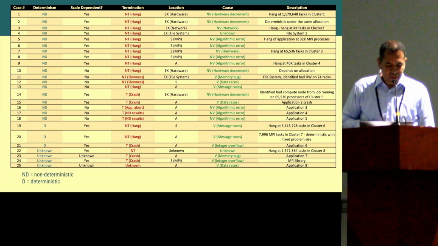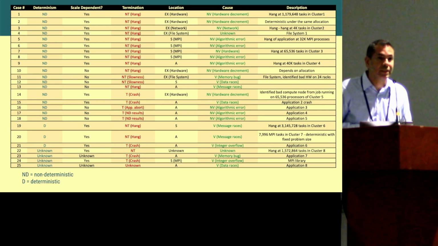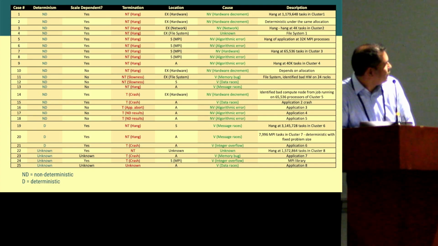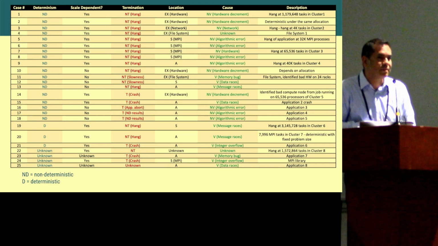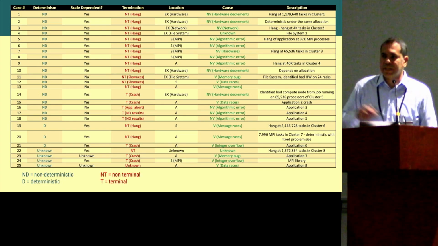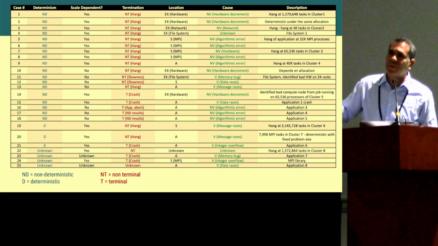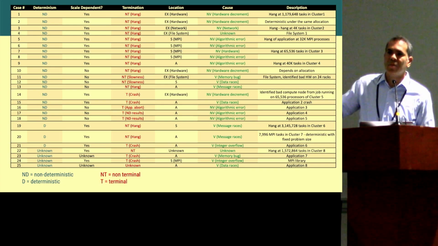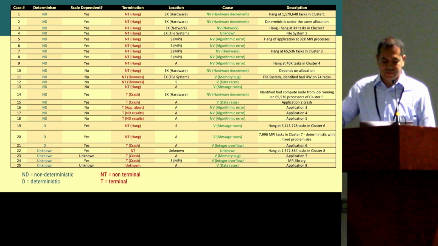So the first column is just the ID. The second column is whether the case is a non-deterministic or deterministic case. So ND means non-deterministic. And as you can see, there's a lot of ND cases, a lot of non-deterministic cases. Then we have scale dependence. So scale dependence means, is this correctness problem happening only when I run the code on a given number of processes or a given number of threads? That's scale dependence.